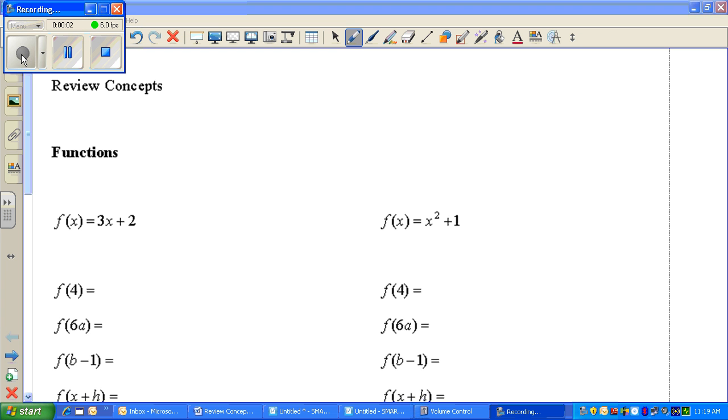This is the first lecture for the review concepts for calculus. We're going to talk a little bit about functions. It's kind of where we left off last year. Here we call a function a rule.